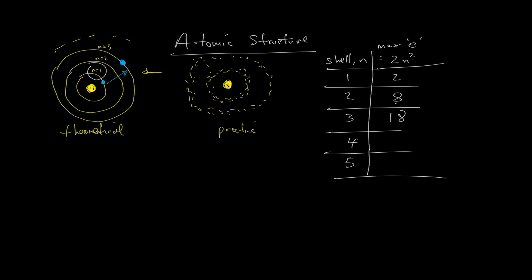You see where we're going with this? Fourth shell: 4 squared gets you 16, 2 16s are 32. And the final one we're going to deal with is the fifth shell. 5 squared is 25, 2 25s are 50. So theoretically, that's the maximum number of electrons that can reside in any particular shell.